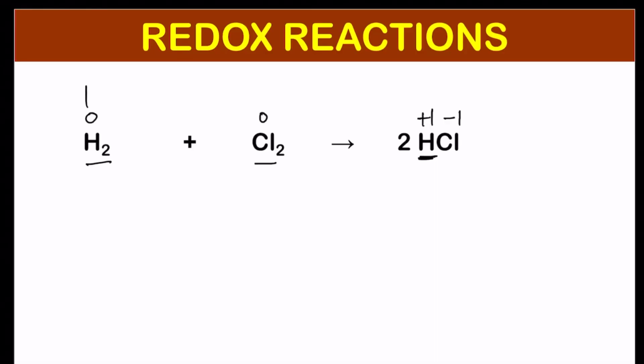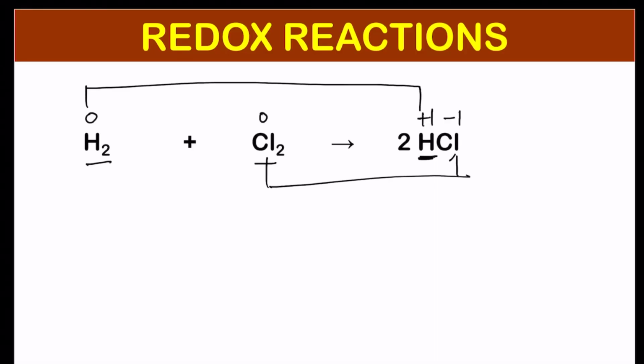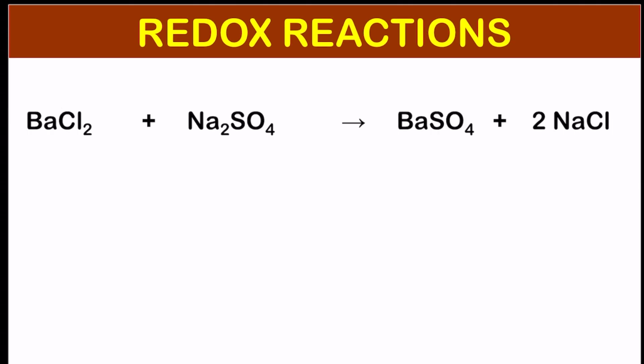So 0 is changing to +1, 0 is changing to -1. It implies one of them is undergoing oxidation, another one is undergoing reduction. So here H2 is converting into H+, Cl2 is converting into Cl-, which implies it's an example of a redox reaction.